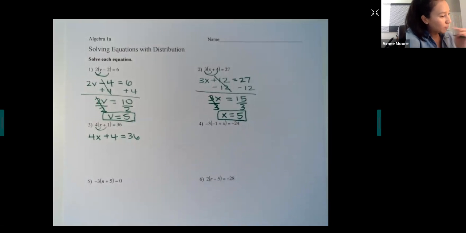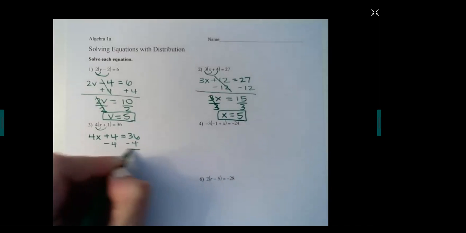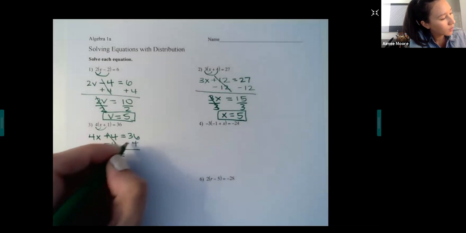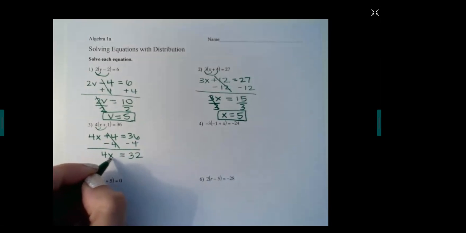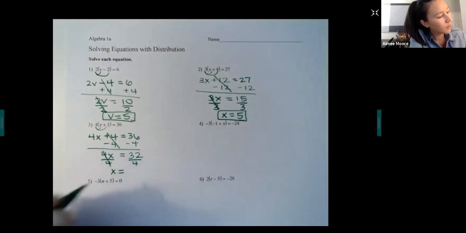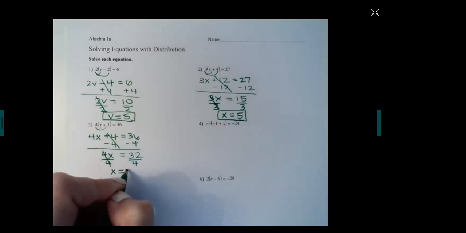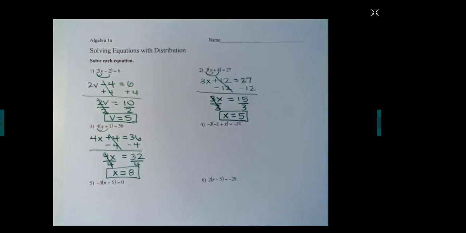Very good. Then what do I do, Amari? You subtract the 4 by -4 and the 36 by -4. Very good. Which leaves me with 4x equals 36 minus 4, which is 32. Then what? You divide the 4 by 4. Yep. And so x equals? 8. Very good. We've got this down. Okay, Dakota, your turn.